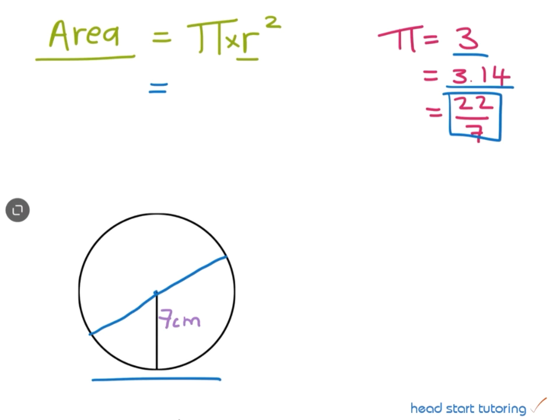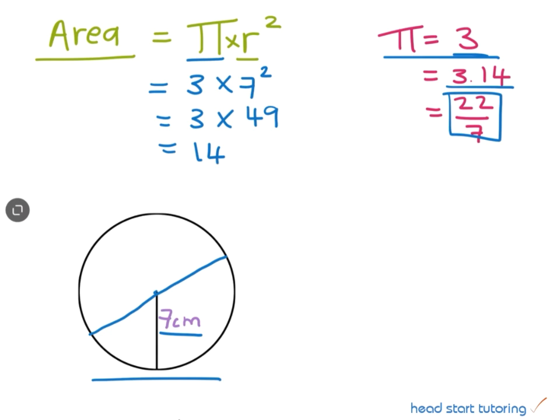So we've got a radius of 7 centimeters. So let's use pi as 3 for now. So pi is equal to 3, and we multiply that by 7 squared. So we've got 3 multiplied by 49, because 7 squared is 49, and that will give us an answer of 147 centimeters squared.